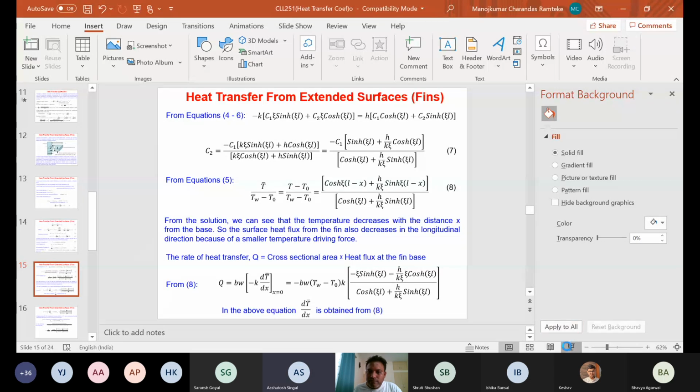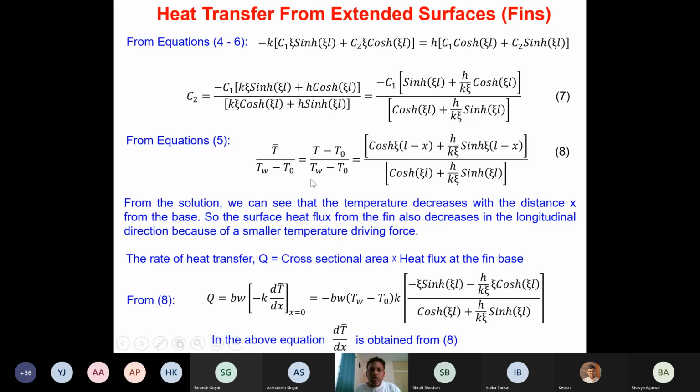Yes, sir, it's clear. So this is correct also, isn't it? Equation number 8. I have directly written equation number 8. You have to rearrange sine and cos terms before that, isn't it? Yes, sir. Okay. So this is the temperature distribution.